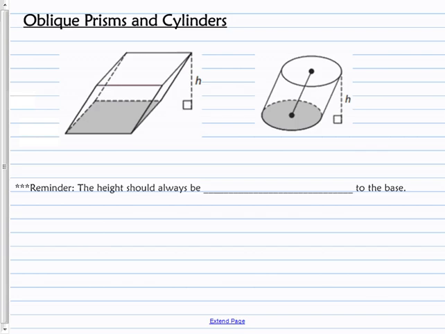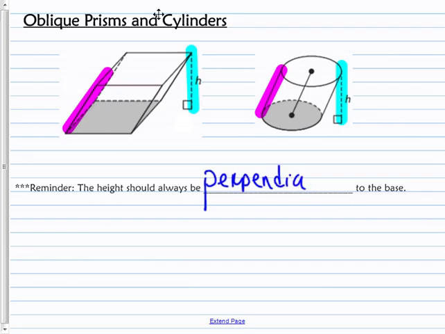Next thing, oblique prisms and cylinders. They're the ones that are slanted. They're not straight up and down. Do not think that a slanted line is the height. Okay, this little pink line right there, that is not the height. The slanted piece of the cylinder, that is not the height. The height is going to be a vertical line, and it has to be perpendicular to the base. It has to be forming a 90-degree angle with the base. If it's not forming a 90-degree angle with the base, that means it's not the height.